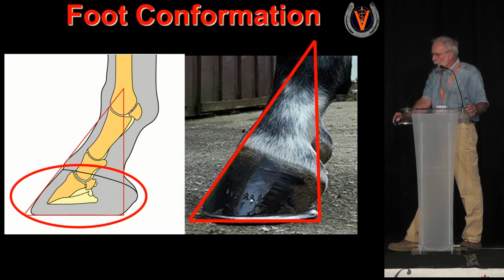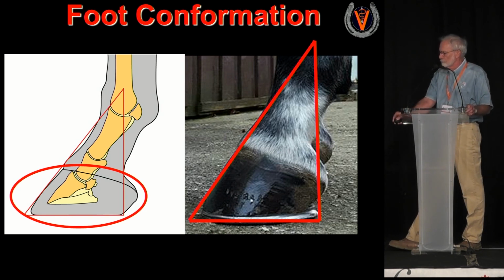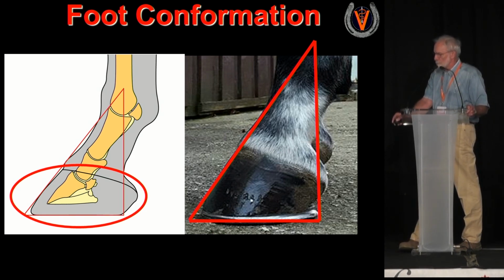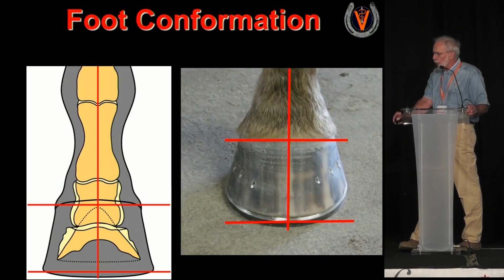Now, you'll see the bottom of the triangle. This is what you change every time you trim a horse's foot. If we look at the horse's foot from the front, we can draw a line on the ground.